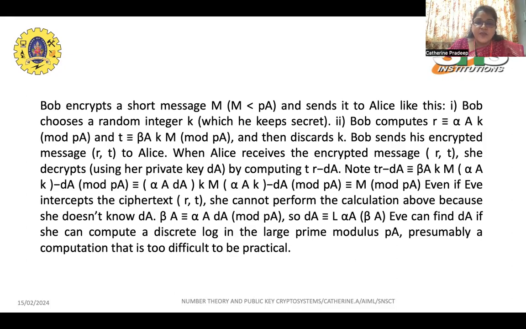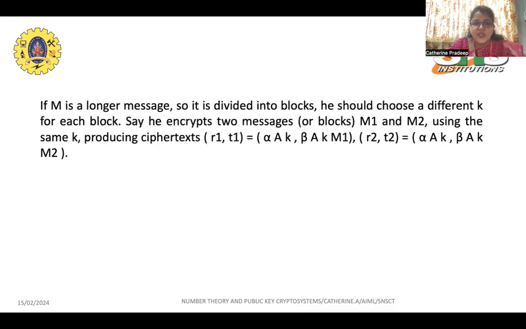Beta A is computed such that beta A is alpha A to the power DA mod PA. So DA is equal to the log of beta A to the base alpha A. Eve can find DA if she can compute a discrete log at the large prime modulus P, presumably a computation that is too difficult to be practical. They can do it, but the time it takes to compute this is not worth it. They have to compare whether computing this is worth the time and the energy they are spending on it.